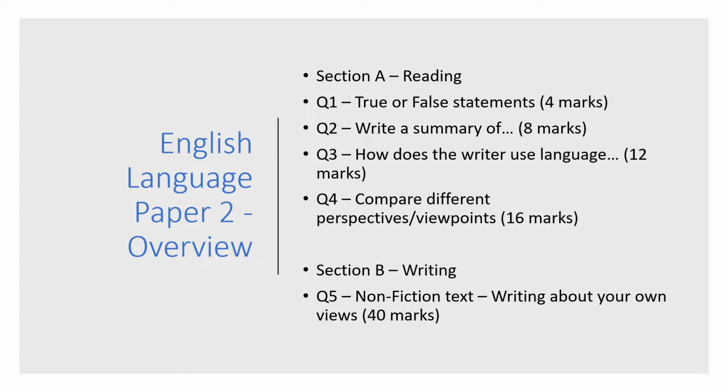Okay, so then question 2, worth 8 marks, and it's a summary of the differences or similarities of both sources. So you will take source A and source B for this question, and you are just writing a summary of either the differences or the similarities. It will ask you in the question which one it's looking for and which one it wants a summary of.